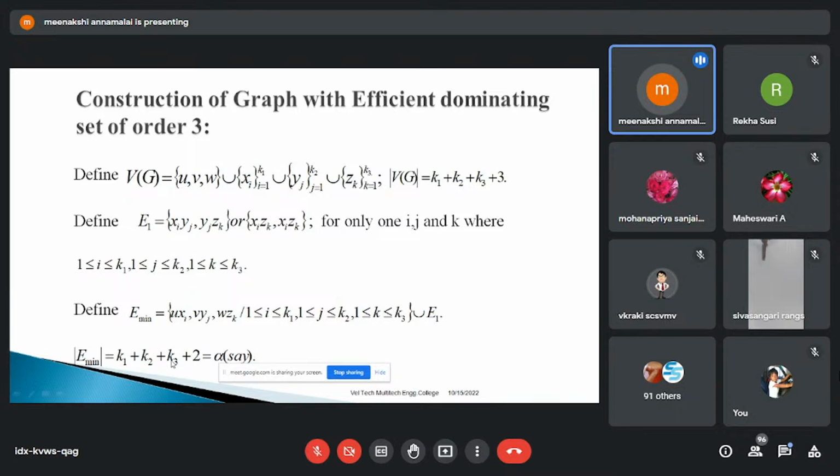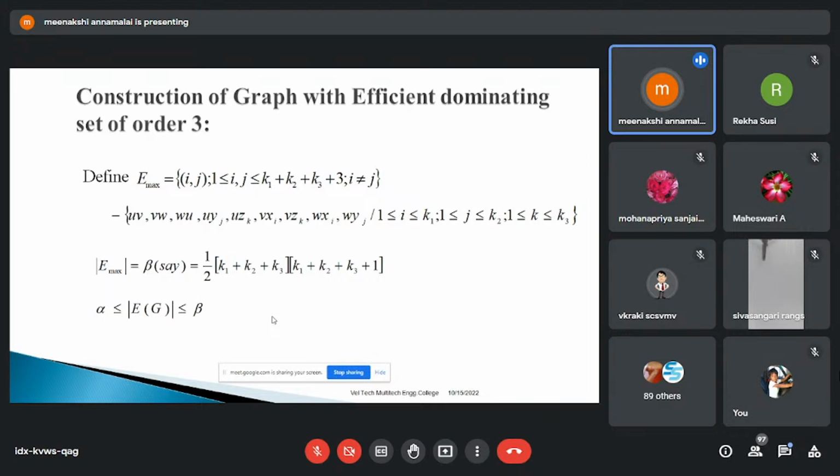And then E max. Now I'm defining E max. What are the edges? We know how to draw the complete graph. I have to join every vertex to every other distinct vertex, without violating the efficient dominating set members. So I'm drawing the complete graph for the number of vertices we denoted, that is K1 plus K2 plus K3 plus 3. For that we draw the maximum number of edges, that is, I am framing the complete graph. From that, we will see which edges are to be subtracted.